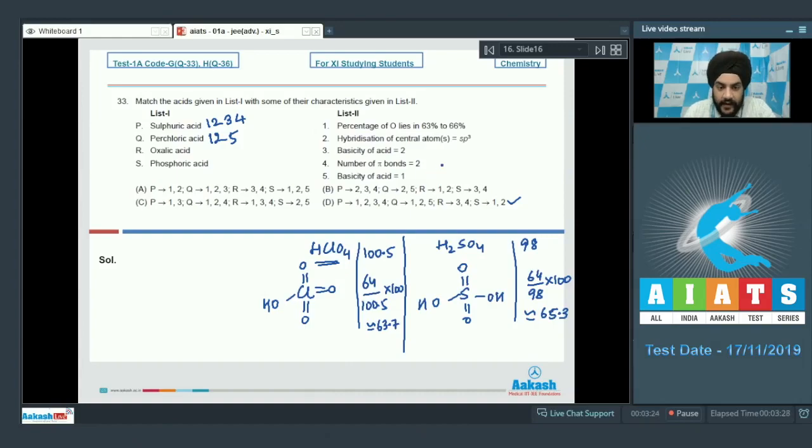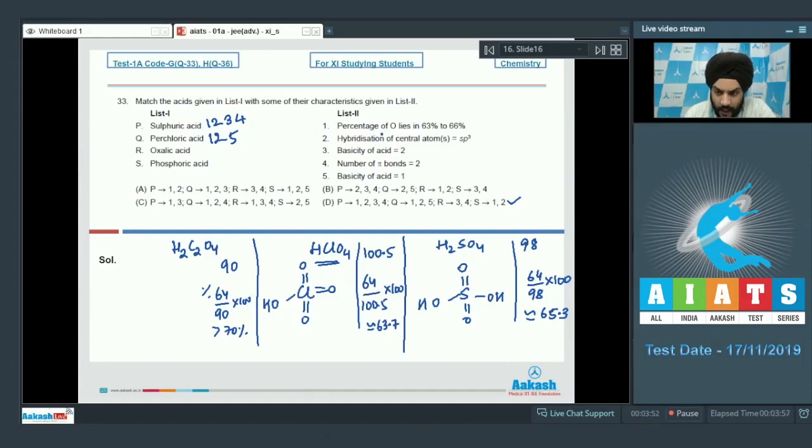Okay. If we talk about the third option now, which is oxalic acid. So students, oxalic acid is H2C2O4. Okay. Its molar mass is 90 grams. And if we talk about oxygen present are 4 in number. So the percentage will be given by 64 by 90 into 100. So this is greater than 70%, students. So this option R will not be matched with 1.